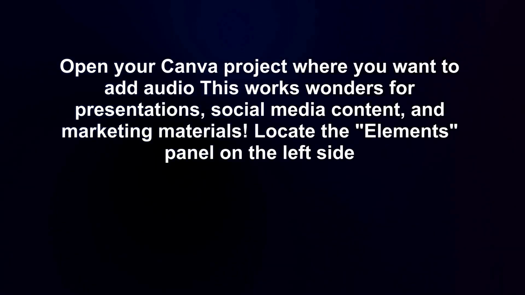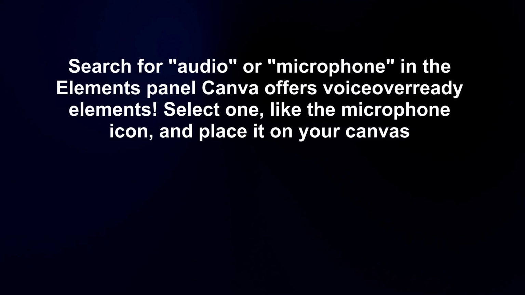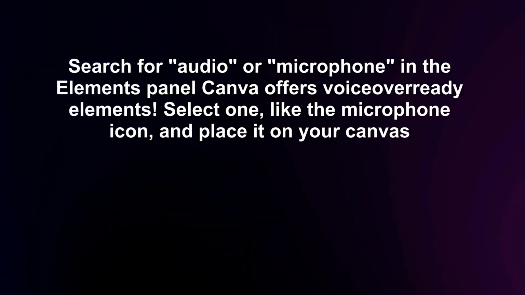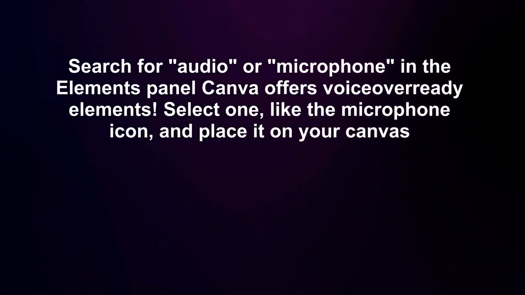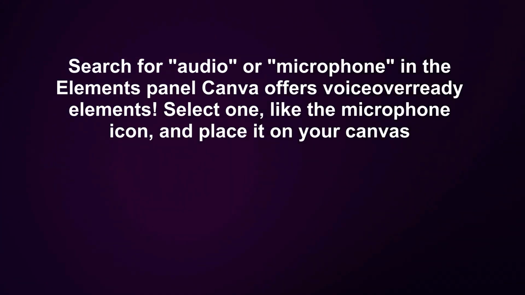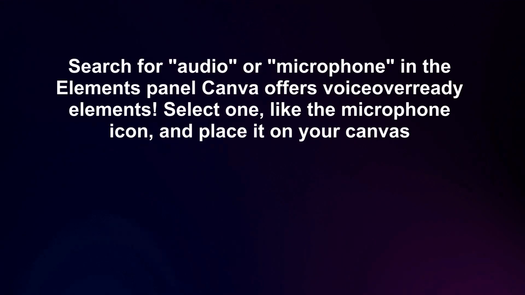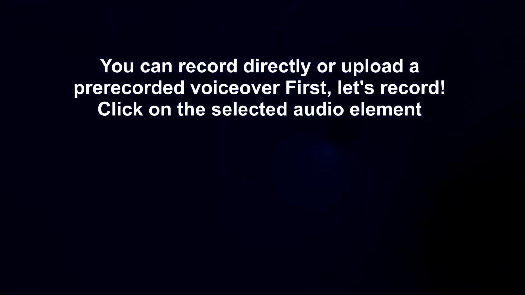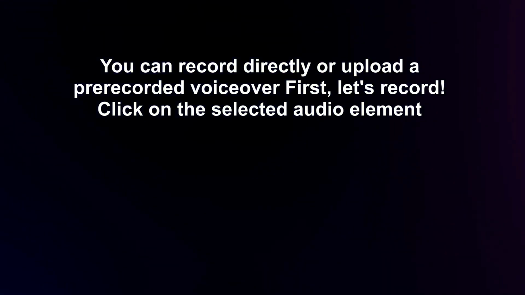Locate the Elements panel on the left side. Search for audio or microphone. In the Elements panel, Canva offers voiceover-ready elements. Select one, like the microphone icon, and place it on your canvas. You can record directly or upload a pre-recorded voiceover first.